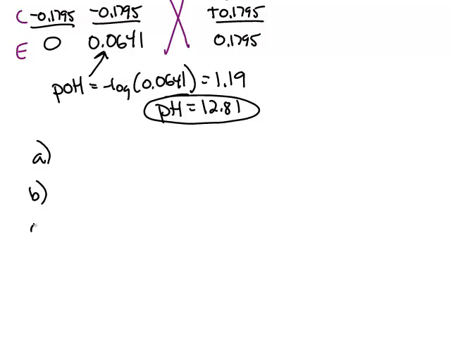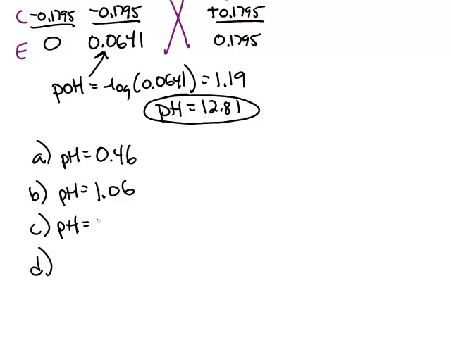So if we summarize our pH values, at the start of the experiment, the pH was very acidic. All we had was hydrochloric acid, 0.46. We add some sodium hydroxide and the pH goes up to 1.06. At point C, we were at the equivalence, or the stoichiometric point, and this is neutral, 7, because the salt we made is sodium chloride.